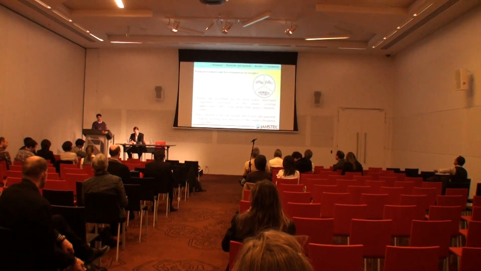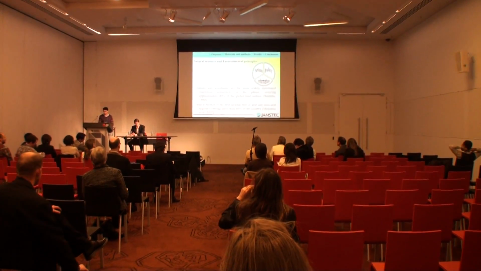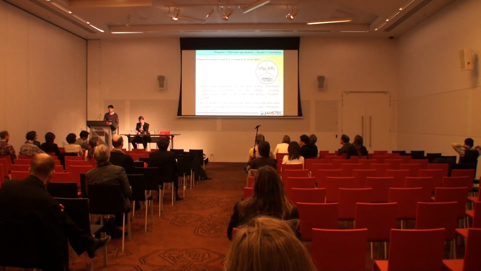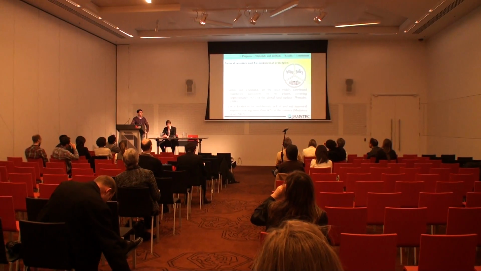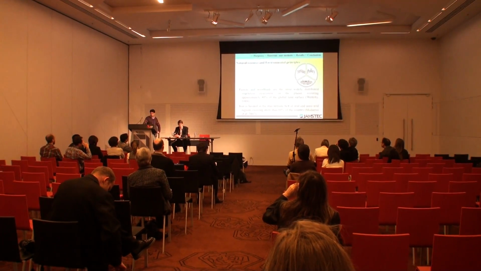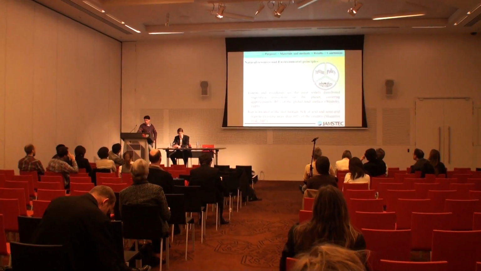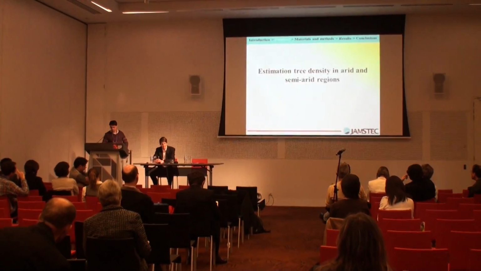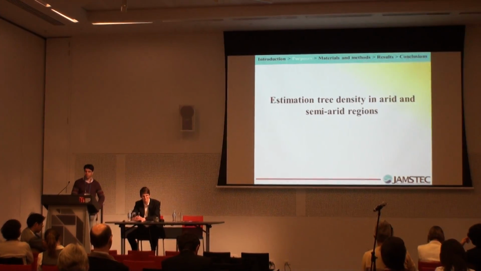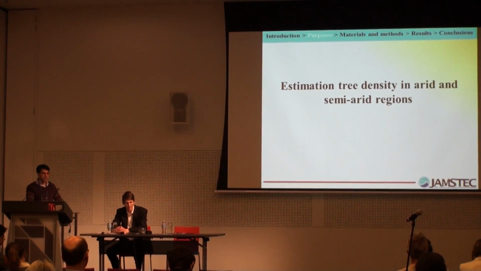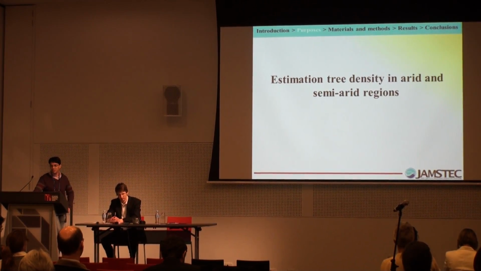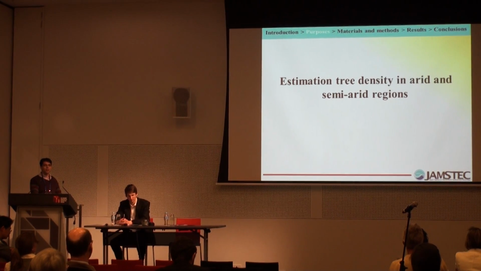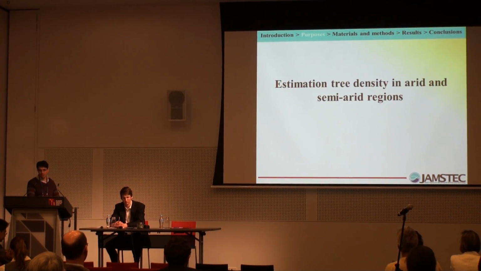Iran is located in the mid-latitude arid and semi-arid region, which covers more than 60% of the country. The purpose of this research is to estimate forest density in the arid and semi-arid region using remote sensing applications.